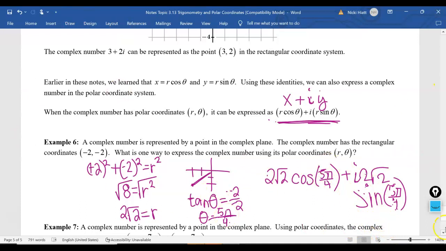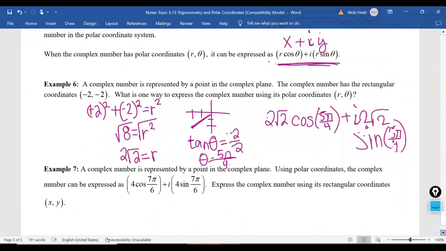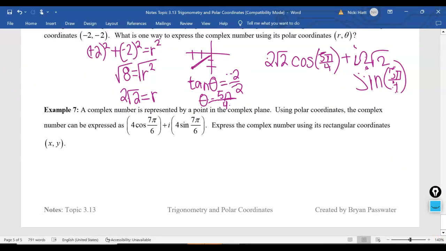This last question that he gives us here tells us that a complex number is represented by a point in the complex plane. Using polar coordinates, the complex number can be expressed as 4 cosine of 7 pi over 6 plus i 4 sine of 7 pi over 6. Express the complex number using its rectangular coordinates. So whenever we're doing this, this part right here is your x, and this part right here is your y. So all you have to do is evaluate that.